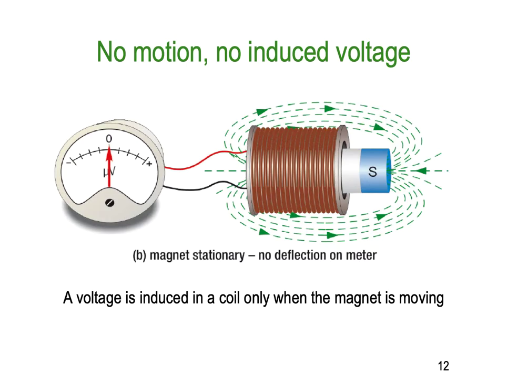But even though we might have a magnetic field, we need to have relative movement between the magnetic field and our conductors. In this particular case, no movement. So no movement, no induced voltage. The magnetic field is static in relationship to our coil here. Therefore, there is no deflection on the meter. A voltage is only induced in a coil when the magnet is moving, or the coil is moving in relation to the field. So there must be relative movement between the magnetic field and the conductors.